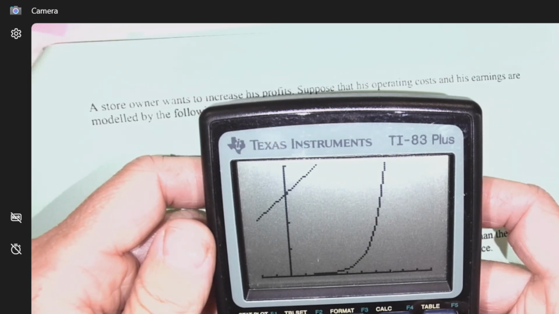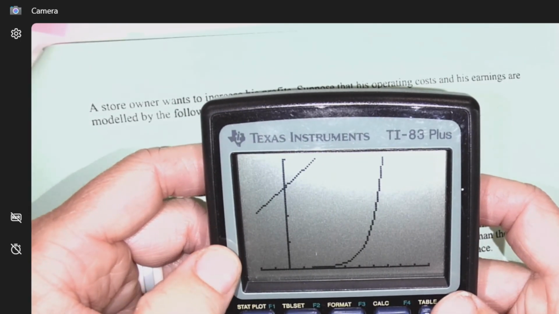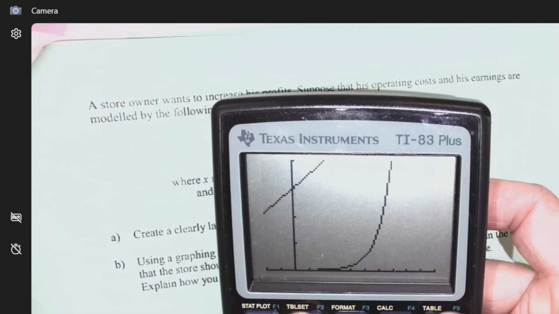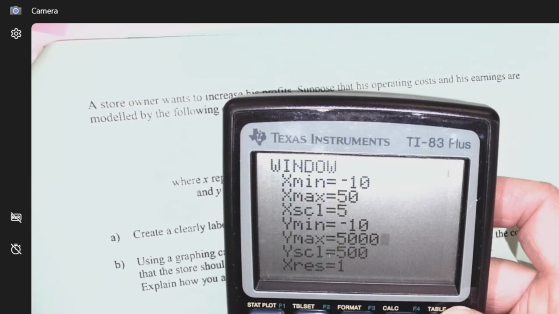Okay, more. We're going to go higher. You know what, I don't know if I'm going to have to go right or not, but let's go higher. Should we try $5,000?